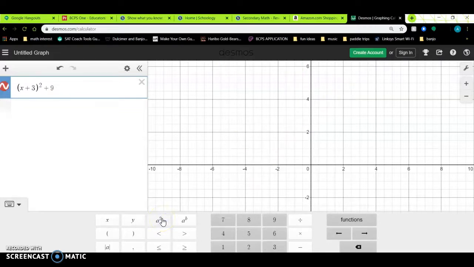Plus y minus 4, close bracket. Another way you can do squared, besides using this button down here, and in fact, if you want to use any exponent, you can click this button, and it just takes our cursor up, and you can type in 2 equals 25.